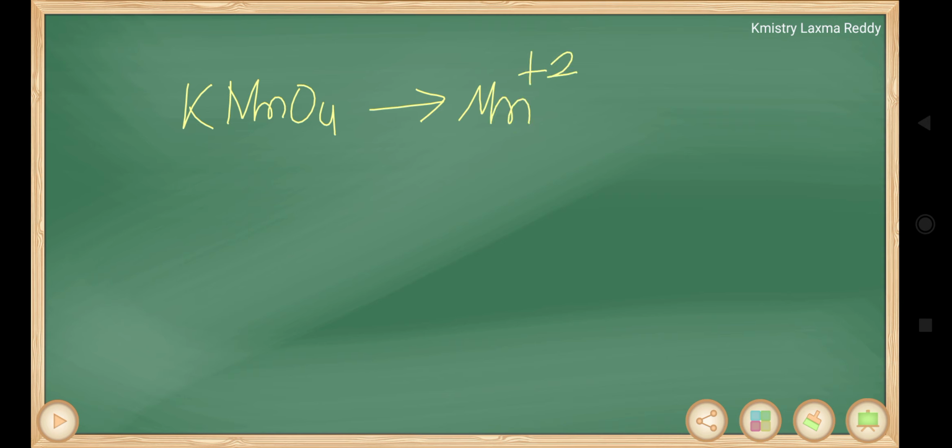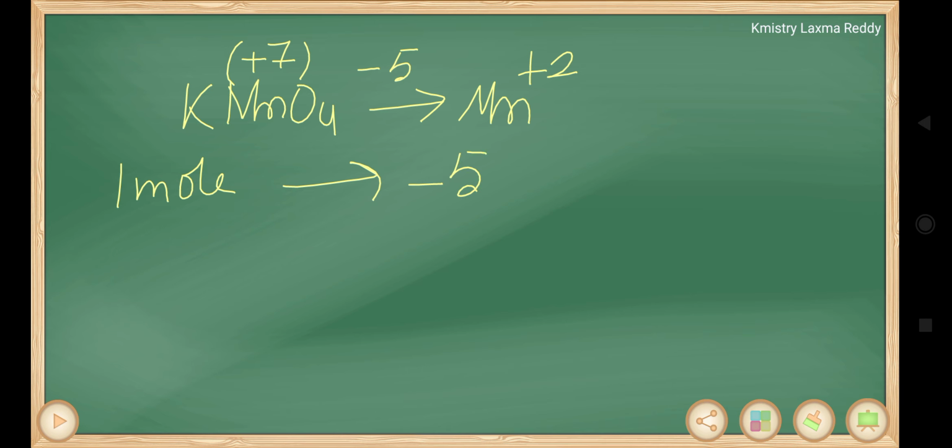Now coming to KMnO4. KMnO4 changes in acidic medium to Mn plus 2. The change in oxidation state is from plus 7 to plus 2. So change is minus 5. That means if you are taking 1 mole KMnO4, change will be minus 5, and 5 mole of electrons are involved in 1 mole of KMnO4. But we need only 4.5.